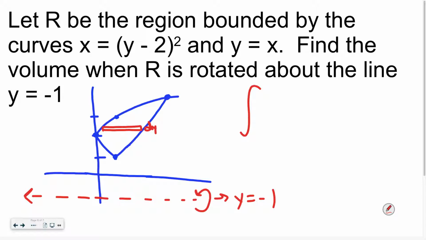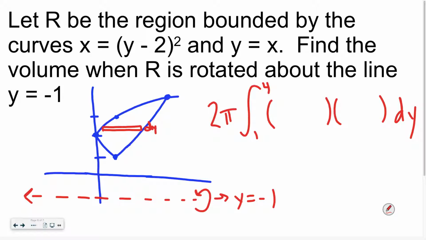Our intersection points. This one's easy. What's this one? This one's 1. What is the y value of this intersection point? 4. Let's test it. 4 equals 4. 4 minus 2 squared equals 4. Okay, I'll trust you now. Don't eyeball it. Please be accurate. If you don't know it, set them equal. y equals (y minus 2) the quantity squared.